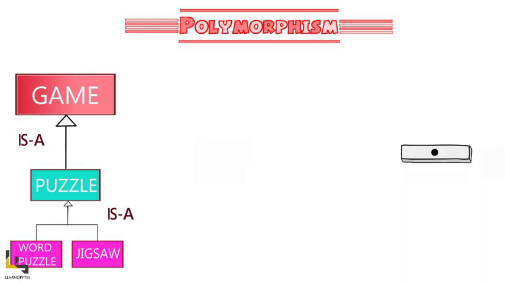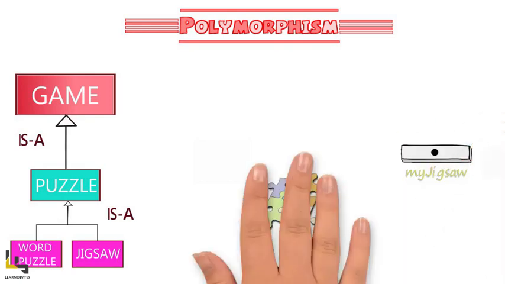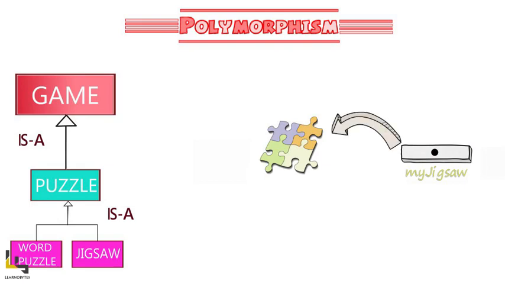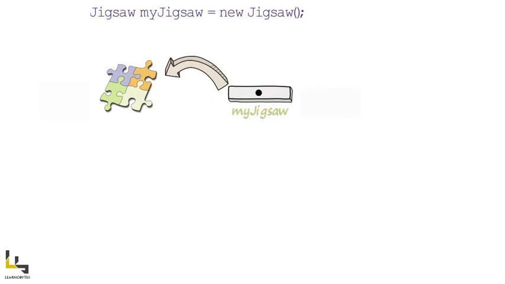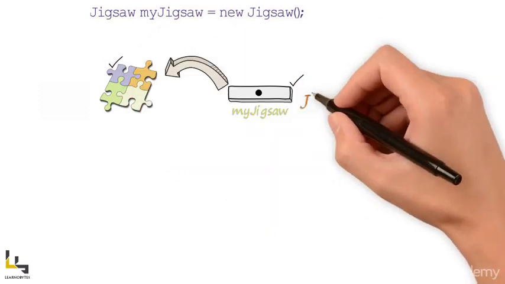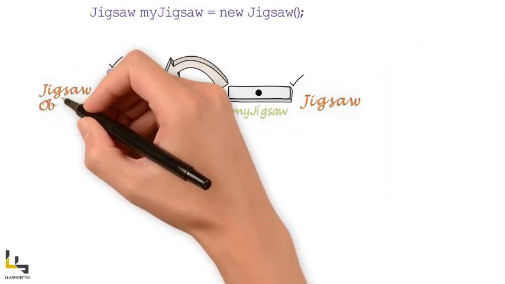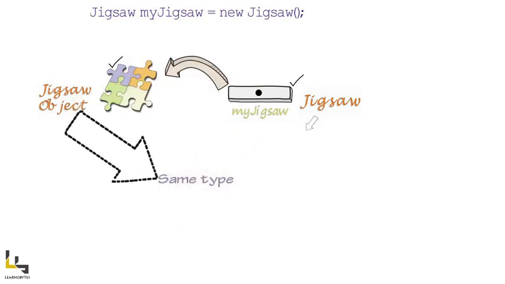Let us look at the way we normally declare a reference variable and create an object. First, we declare a reference variable, create an object, and assign the object to the reference variable. Here the reference type and the object type are the same. Jigsaw is the type in this case.